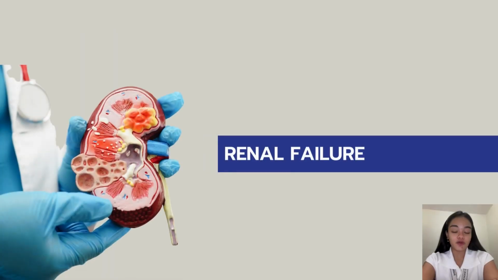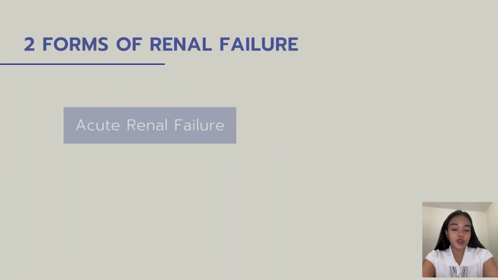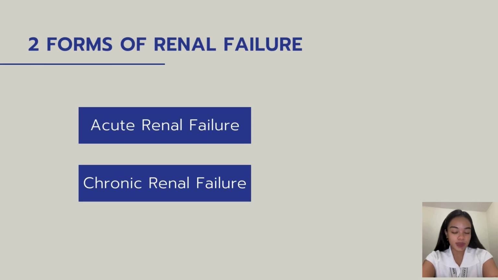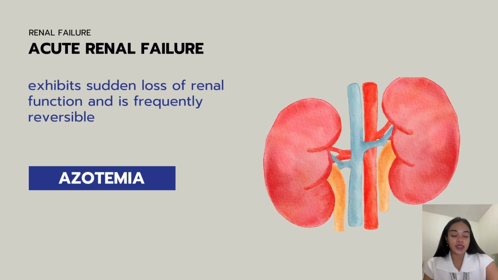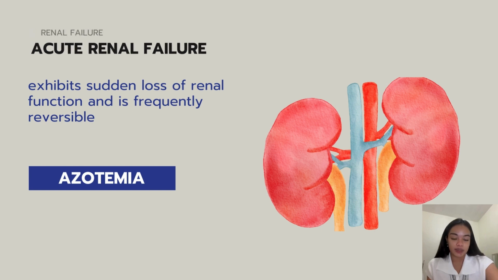And now let us move on to renal failure and renal lithiasis. But first, I will be discussing renal failure. Renal failure has two forms, namely acute renal failure and chronic renal failure. Acute renal failure exhibits a sudden loss of renal function and is frequently reversible. In the past, acute renal failure or ARF was also known as acute kidney injury or azotemia.